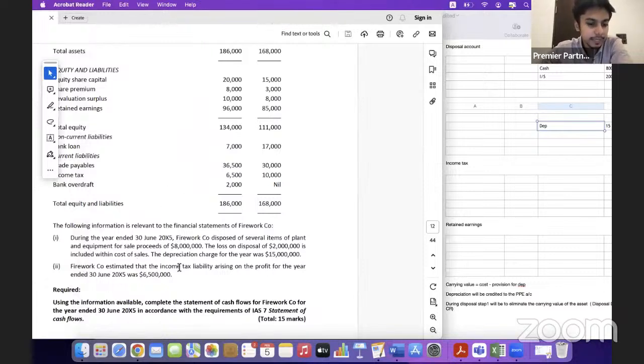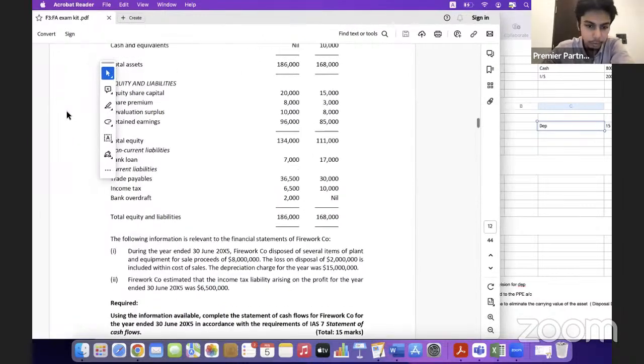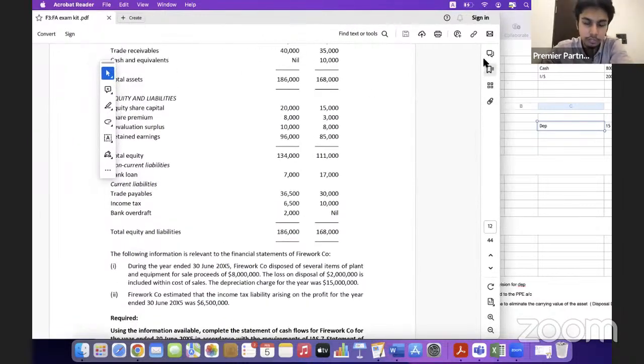Firework estimated that the income tax liability will be 6.5 million. Now, don't worry about this 6.5 million. We will anyway come across this. But if I am to give you an assurance of what they are talking about over here, don't worry about this one. We'll anyway sort it out. This 6.5 million is only the one that is coming over here.